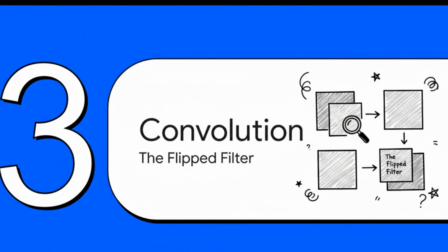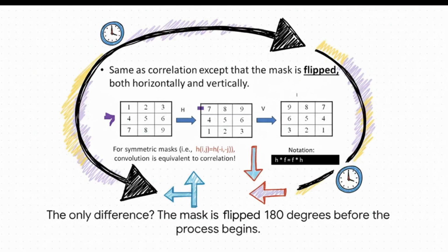Okay, on to convolution. It uses the exact same sliding window process we just saw, but with one tiny game-changing twist. And here it is. This is the big secret. The only difference between correlation and convolution is that for convolution, you first rotate the mask 180 degrees.